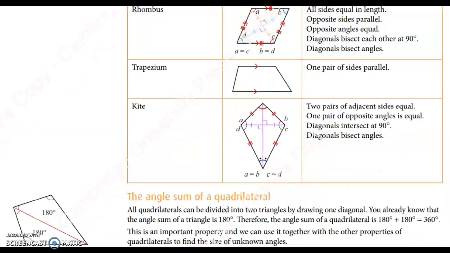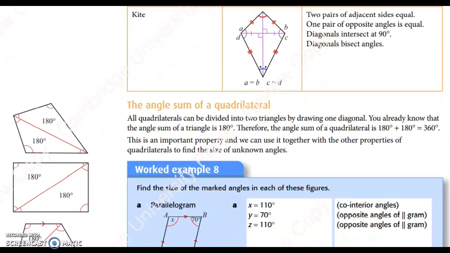Okay. The next one, for all quadrilaterals, the sum of the angles in a quadrilateral is 360 degrees because quadrilaterals can be divided into 2 triangles by drawing one diagonal. For example, in this kite and this rectangle, and the other shapes can also be divided into two triangles.